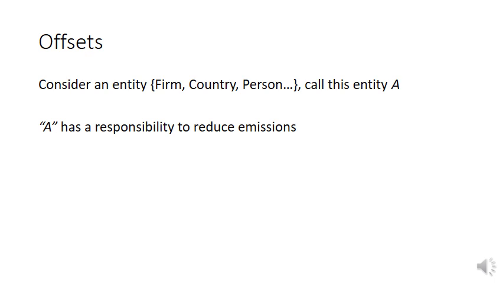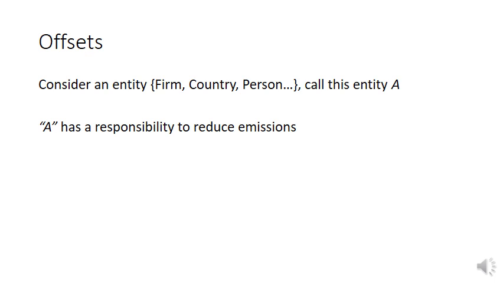And to discuss offsets, let's first consider some sort of entity. It can be a firm, a country, a person, and we'll call this entity A. And entity A has a responsibility to reduce its emissions of some pollutant. Now, entity A can either directly reduce its own emissions, think about you as a person polluting less, or entity A can do this side thing, this indirect thing that we'll call an offset.